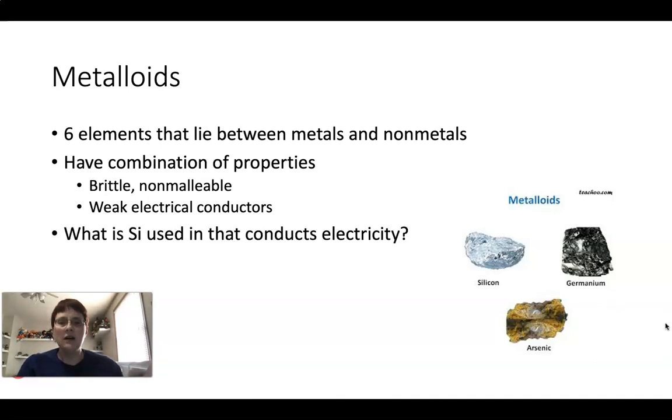Silicon, Si, is a really good example of a metalloid, because you may or may not realize that if you have a laptop with you right now, you have some silicon in your lap. What is silicon used in that conducts electricity? That would be computer circuit chips. This is why Silicon Valley in California is called Silicon Valley. That's where the first computer chips were manufactured in large amounts. And silicon is the material that's being used to conduct the electricity in those silicon chips.